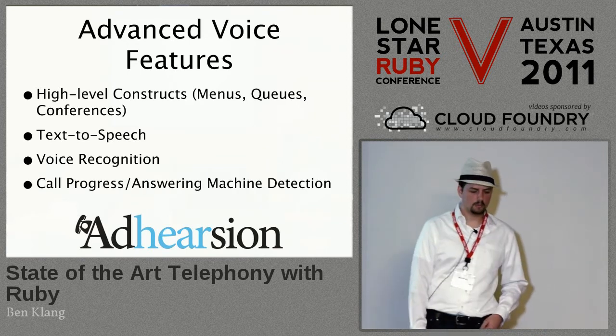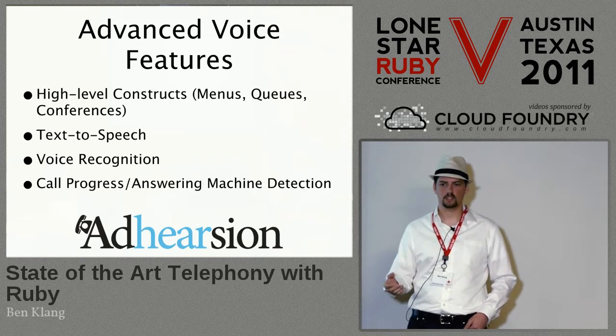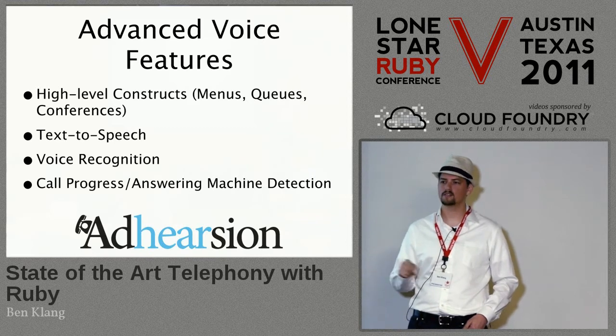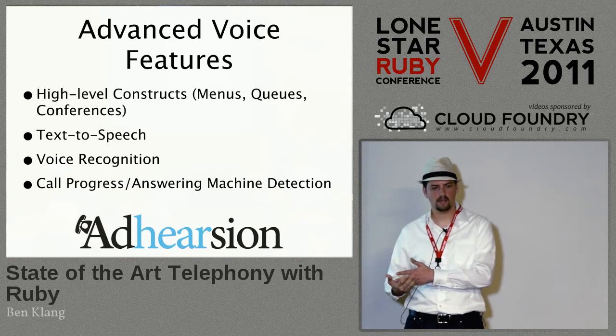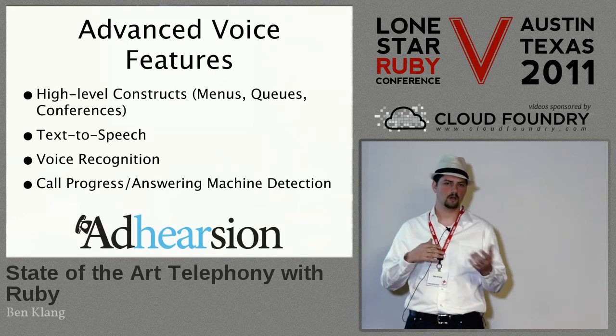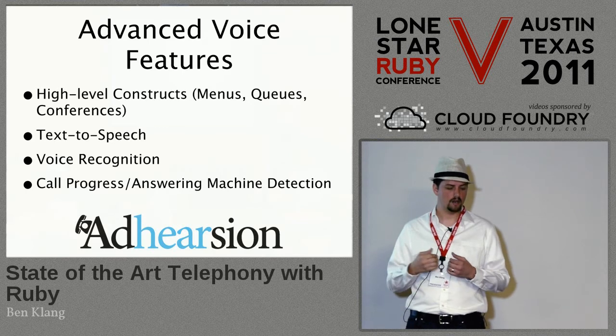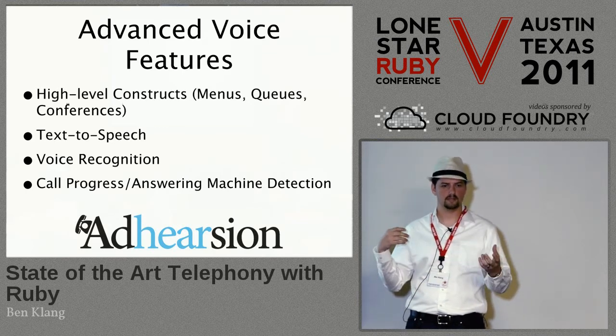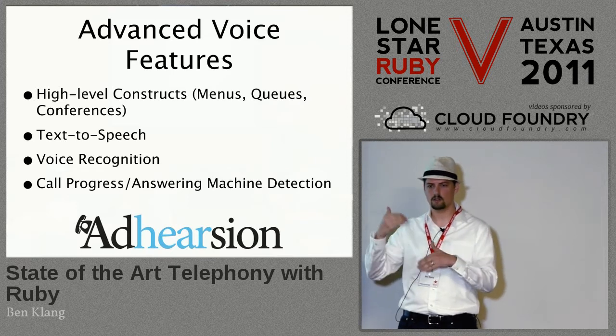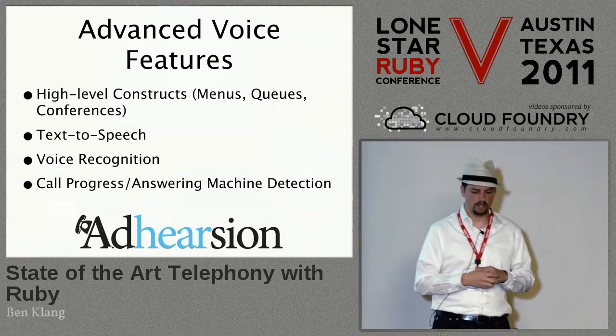And Adhearsion also supports call progress and answering machine detection. So if you're not familiar with call progress, if you're placing an outbound call, you want to have running status of what the call is doing. You want to know if the call is ringing, you want to know when it's answered, you want to know when it's hung up. You also want to know if an answering machine is picked up. Adhearsion has features to pick up on this feedback and allow you to make decisions as the call goes, what to do next.